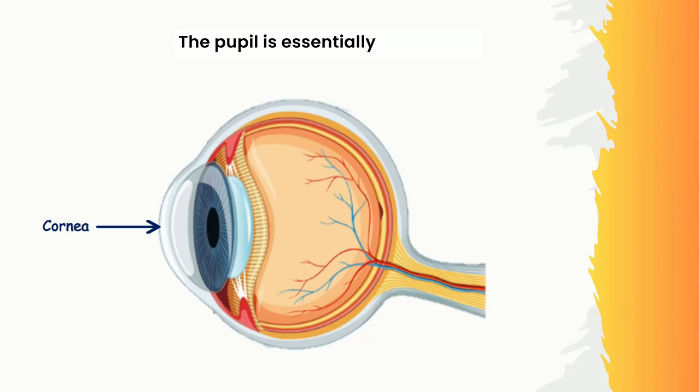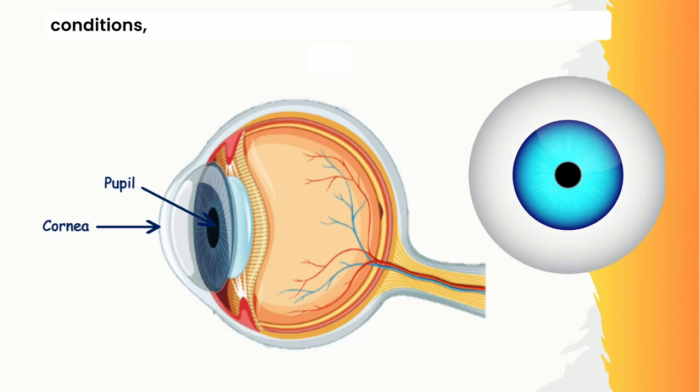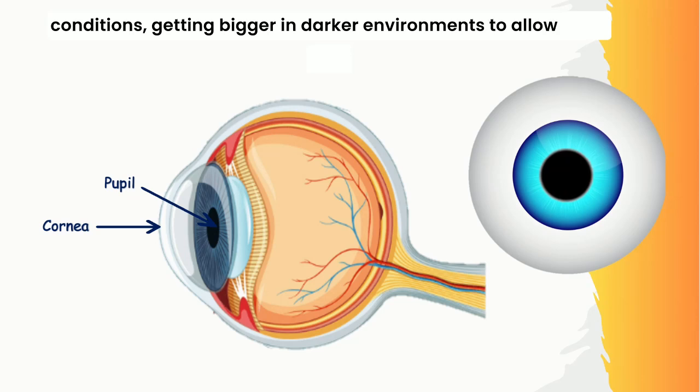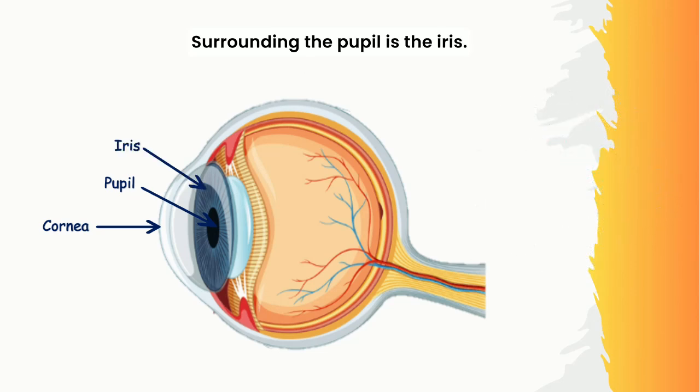The pupil is essentially the window through which light enters your eye. The size of the pupil changes according to the lighting conditions, getting bigger in darker environments to allow more light in, and smaller when it is very bright. Surrounding the pupil is the iris. This is the coloured part of your eye and contains muscles which control the size of the pupil.